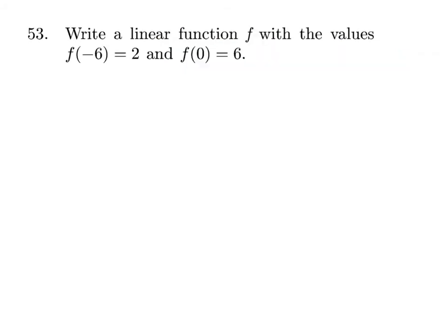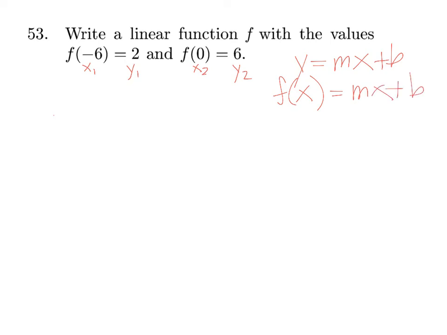Done. All right, write a linear function f with the values. Okay, you just need to know how to interpret this notation here. This is your x value. That's your y value. That's your x value. That's your y value. All right, and everything else is the same. Need to figure out the function y equals mx plus b, or since we're talking about a function, it's f of x equals mx plus b. All right, y and f of x are the same thing. All right, so let's figure out the slope.